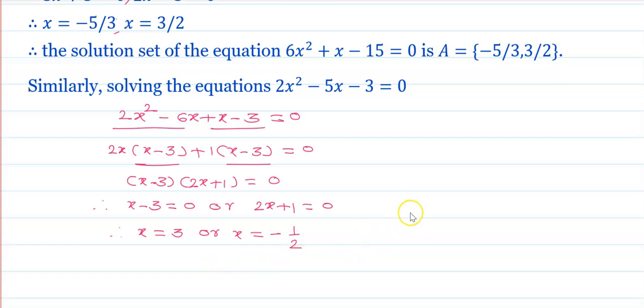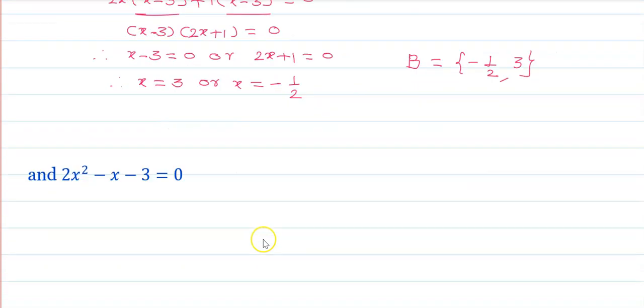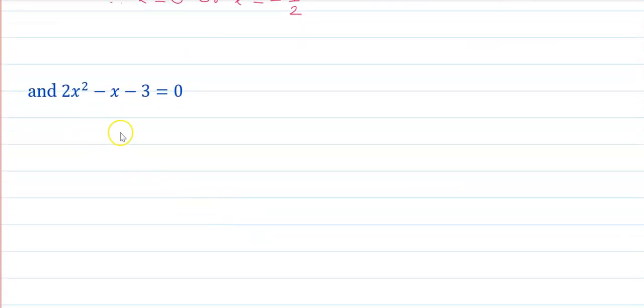And this solution set we treat as B is equal to {-1/2, 3}. What about the next? 2x² - x - 3 = 0. Now the product of this is again -6x². The factors are 2x² - 3x + 2x - 3, and that's equal to 0.